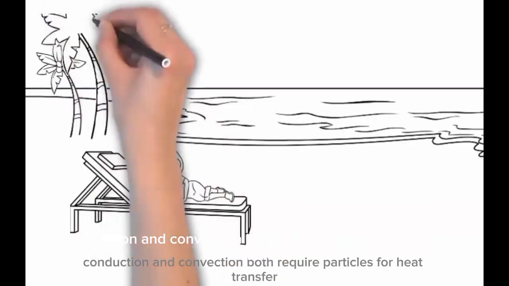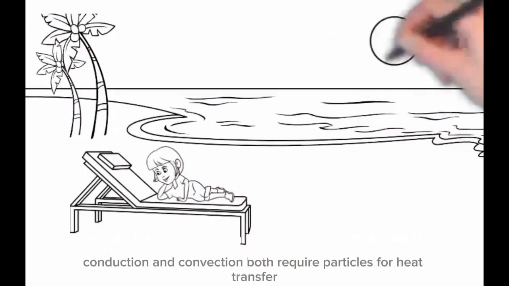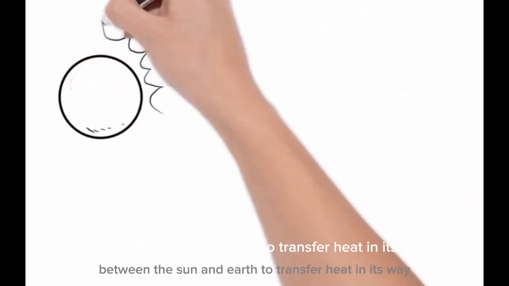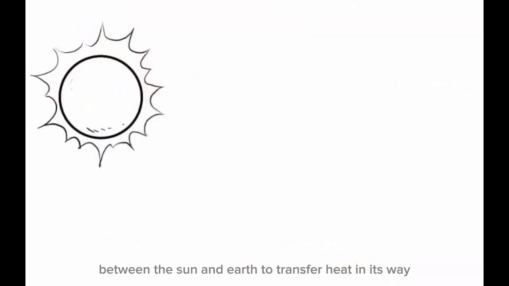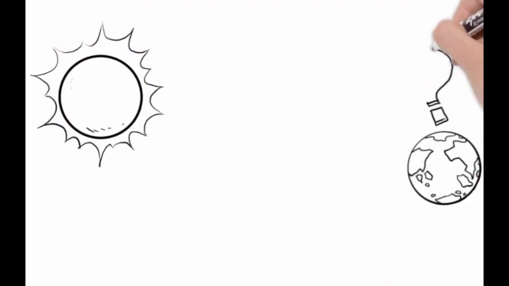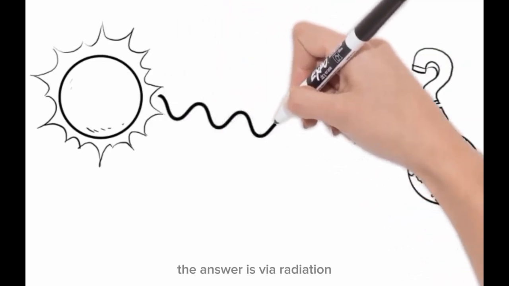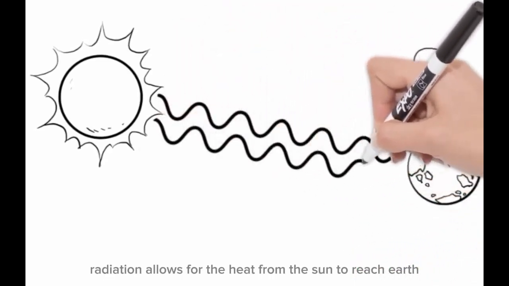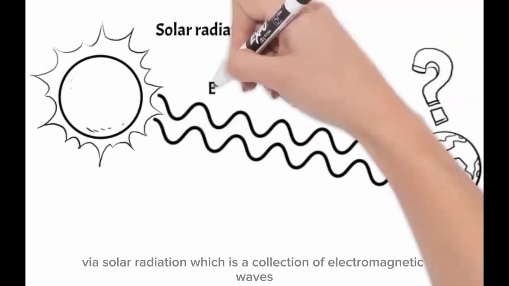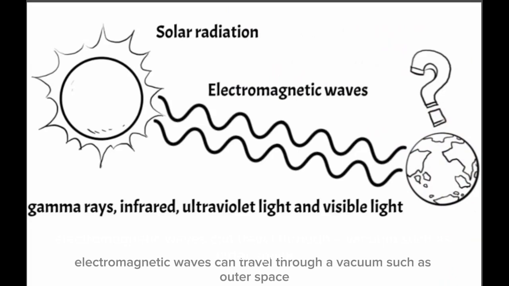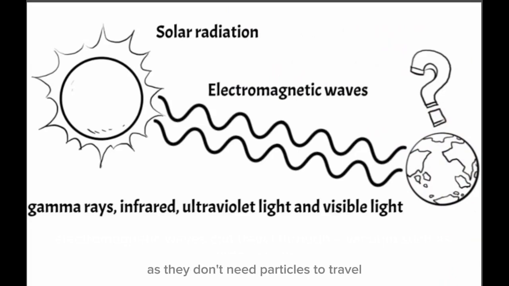It can't be. Conduction and convection both require particles for heat transfer. But there are not enough particles in outer space between the sun and Earth to transfer heat in this way. So then, how does the heat get transferred to Earth? The answer is via radiation. Radiation allows the heat from the sun to reach Earth via solar radiation, which is a collection of electromagnetic waves. Electromagnetic waves can travel through a vacuum, such as outer space, as they don't need particles to travel.